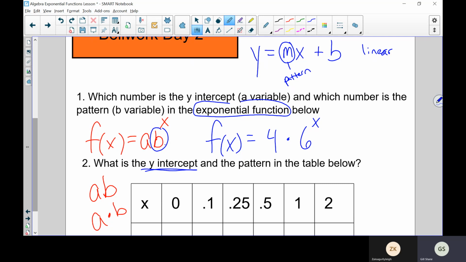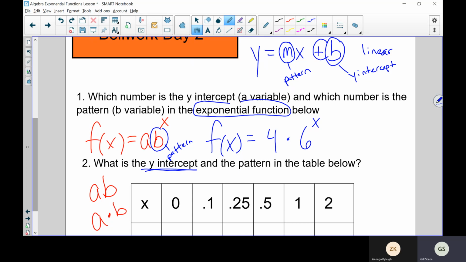In the exponential function, the b is actually the pattern. I don't know why they changed the meaning of b, because here the b is the y-intercept, remember? Plus that. So in the other linear equation, the b was the y-intercept. Now, for some reason, they made the b the pattern. But there's still an easy way to tell when you look at the numbers what is what.